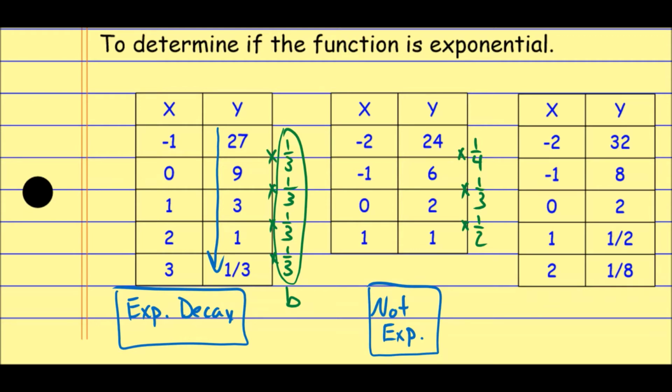Okay. And then if I look at the next one, again, I'm multiplying by 1/4 here to get from 32 to 8. And then looks like times 1/4 again, times 1/4. So I am multiplying by 1/4 each time. So that's my b value. I can see the values going down. I can see them decreasing. So this one is exponential decay. All right. It's an exponential function because the pattern is multiplying by the same thing each time. And it's decay because the values are going down. And the b value is between 0 and 1. Okay.